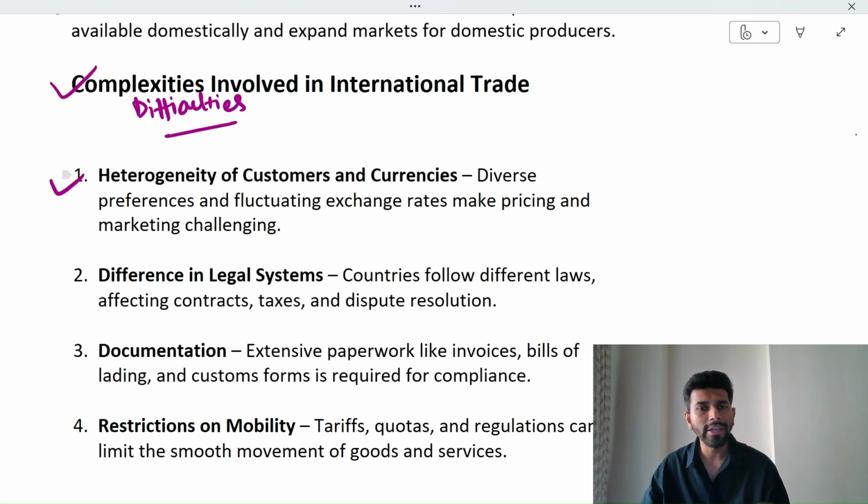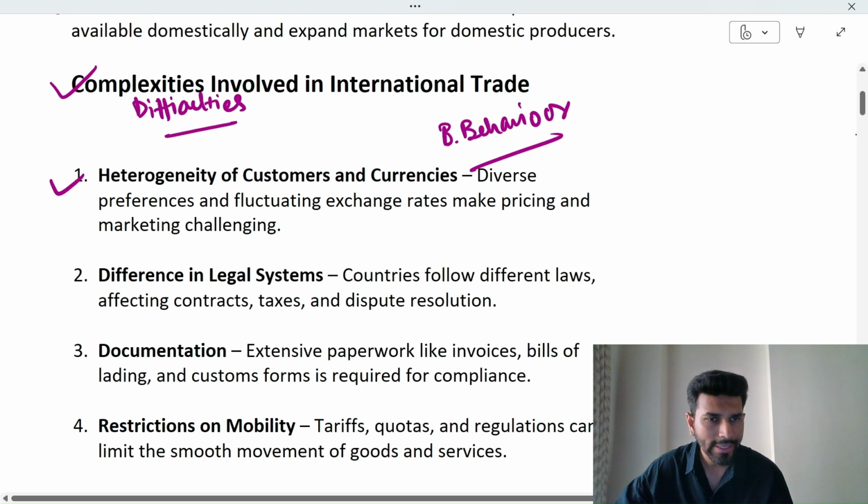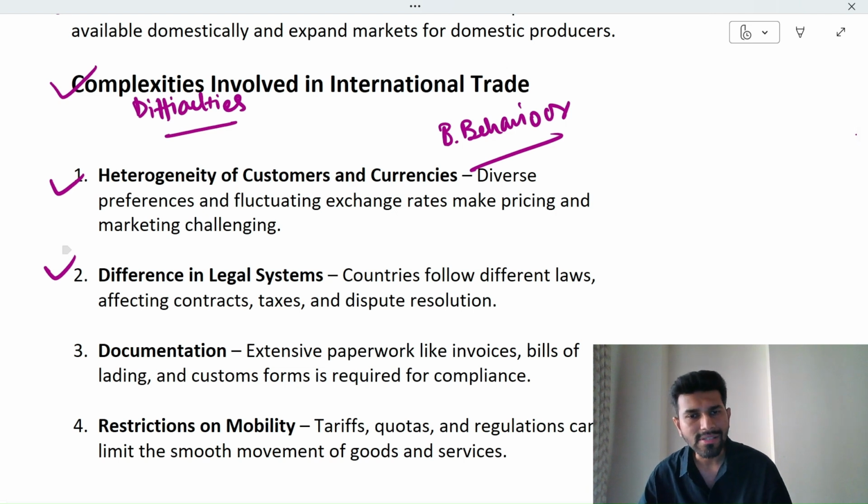First point, heterogeneity of customers and currencies. As there are multiple countries involved, there is a difference in currencies, and different countries have different customs and cultures. So there is a difference in the buying behavior of each customer. Next, difference in legal system. Each and every country has its own legal system, so a product allowed in one country may not be allowed in another country. For example, medicine, energy drink, etc. For example, McDonald's and Domino's are not allowed to sell beef products in India due to the cultural environment.